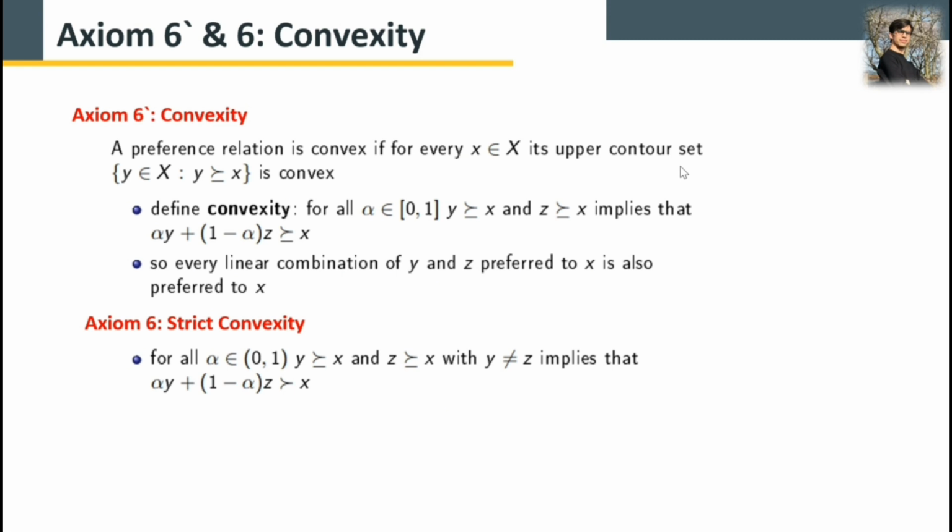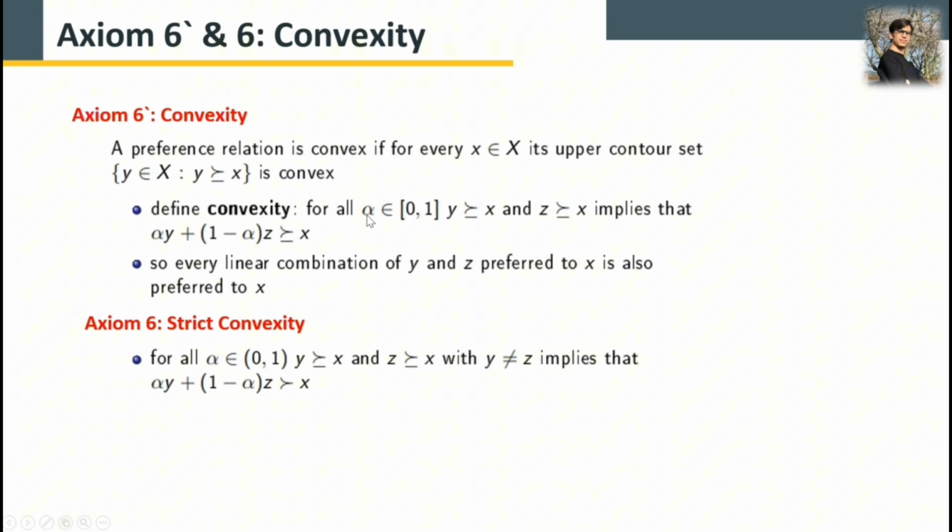If it's still not clear, just pause the video and go back and see the definition of upper contour set. It's the upper contour set where y is in the consumption set, where y is at least as good as x, is convex. That means the preference relation is convex if for every x in the consumption set, its upper contour set is also convex.